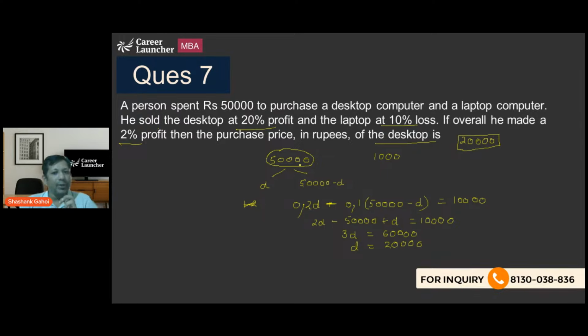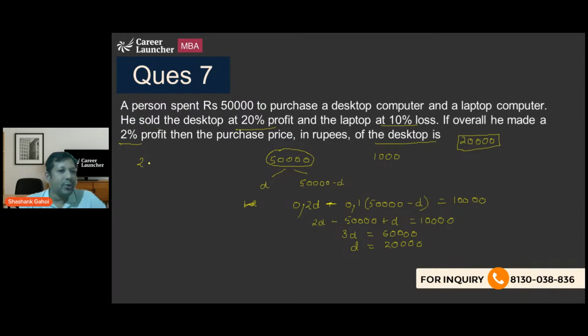Fair point. Now, if I look at this question very closely, I have desktop, I have laptop, and overall profit is 2%. So basically, how can I solve it? If you know allegation, you can also solve this question very easily. How can I solve this question by using allegation?